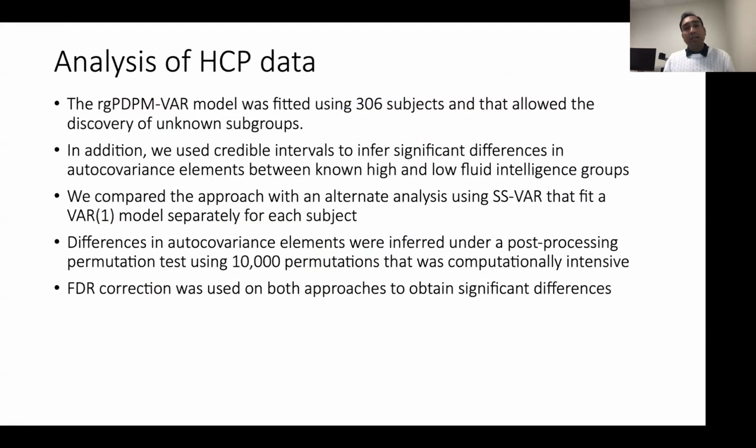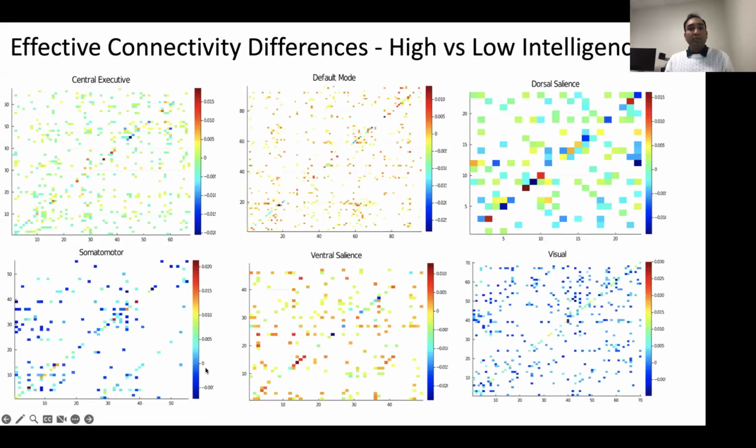And so then we use the RGPDPM-VAR to fit the data. And then we also use the Bayesian framework to do inference, to really determine significant differences between the high and low fluid intelligence groups. Okay, and then we compare the performance to a single subject VAR model. Okay. And so for the proposed method, these are the kind of differences that we find.